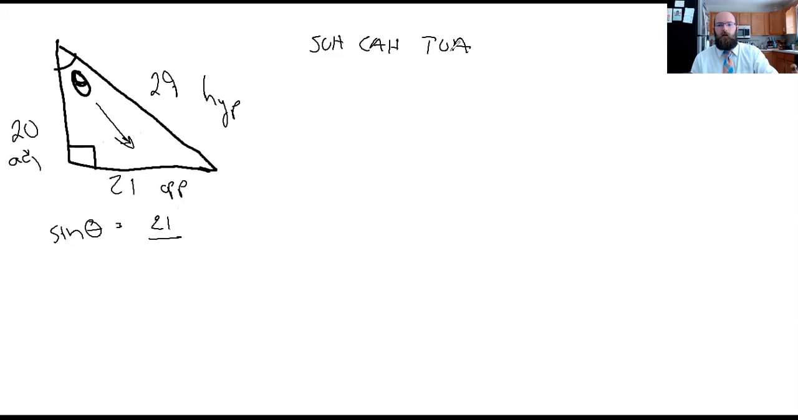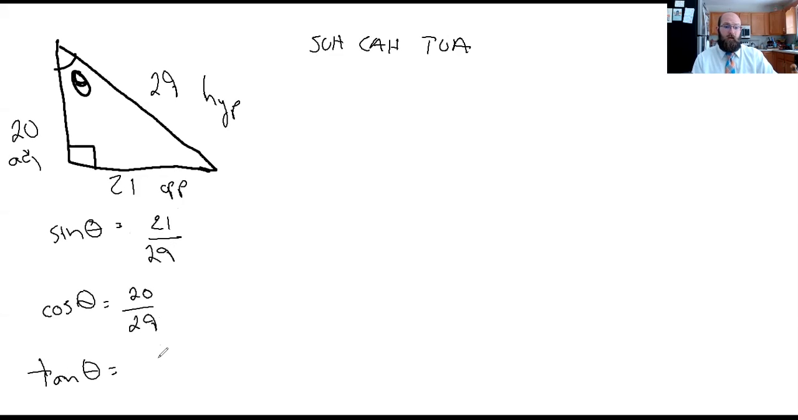21 over, I need to now erase that arrow. What is hypotenuse? Well, that's 29. All right, so sine of my angle is going to equal 21 over 29. That's what that ratio is going to be. Cosine of my angle, adjacent over hypotenuse. So it's going to be 20 over 29. Now we're looking at tangent of my angle. That is sine over cosine, or TOA, opposite over adjacent. So 21 over 20. Pretty cool, right?